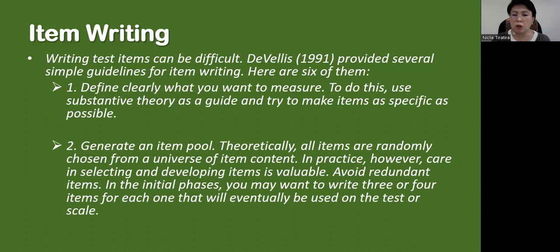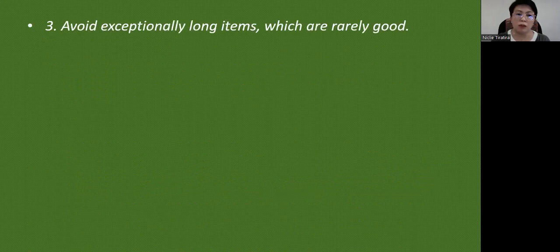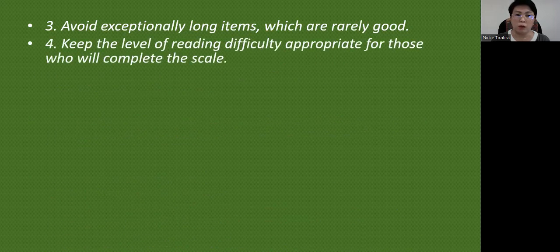Now, theoretically, all items are randomly chosen from a universe of item content. In practice, however, care in selecting and developing items is valuable. Avoid redundant items. In the initial phases, you might want to write 3 or 4 items for each one that will eventually be used on the test or scale. For the third guideline, avoid exceptionally long items, which are rarely good. Now, for the fourth, keep the level of reading difficulty appropriate for the one who will complete the scale.